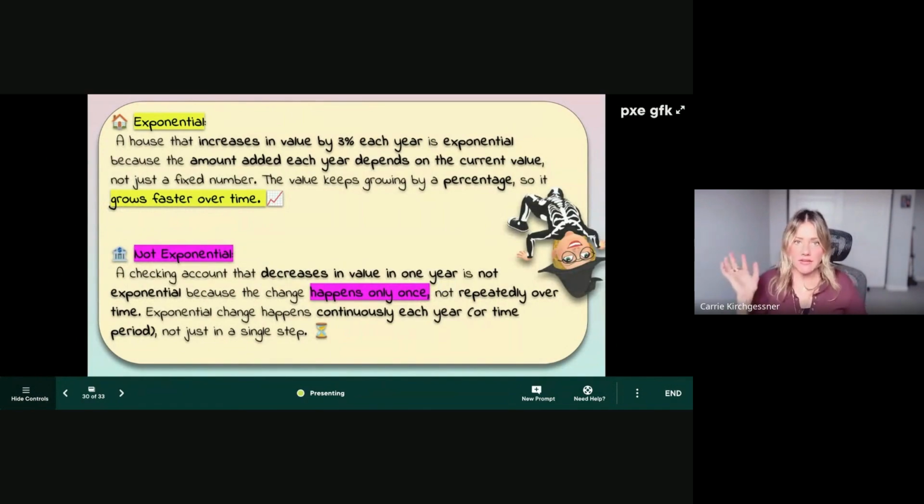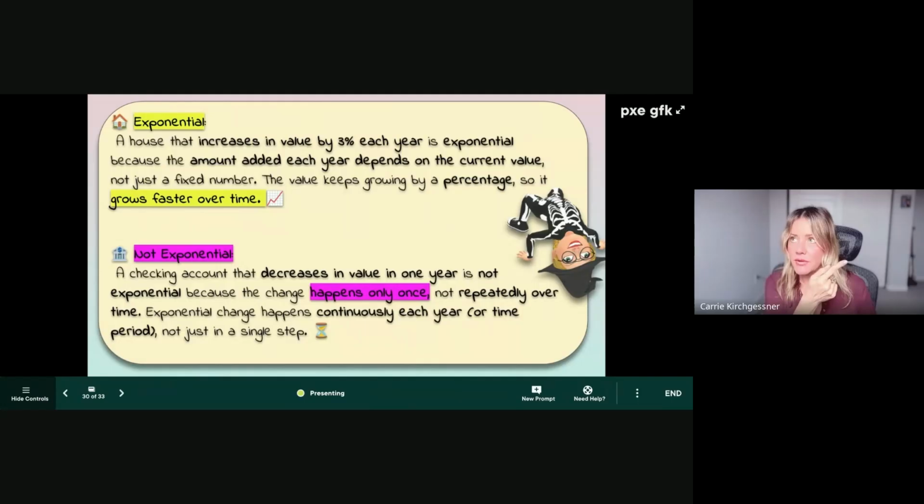All right, so exponential. I just want to front load this one with a little bit of information for y'all. An example of an exponential function would be a house that increases in value by 3% each year. It is exponential because the amount added each year depends on the current value, not just a fixed number. So if a house increases by 3%, let's say you've got a house that cost you $100, then the next year it's going to be $103. But then the year after that, it's going to be 3% of 103, not 3% of 100, if that makes sense. So the value keeps growing by a percentage, so it grows faster over time.